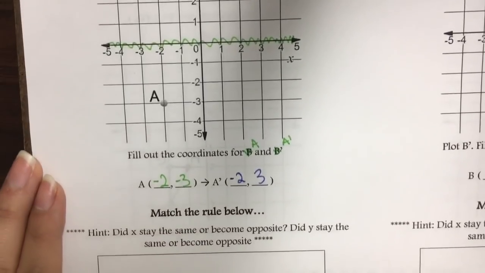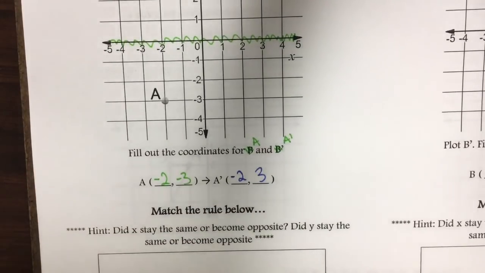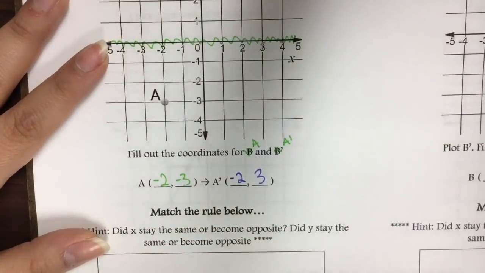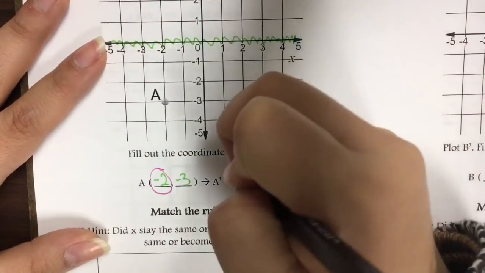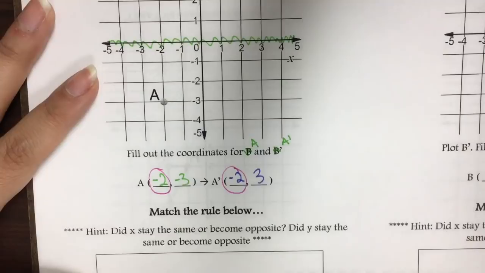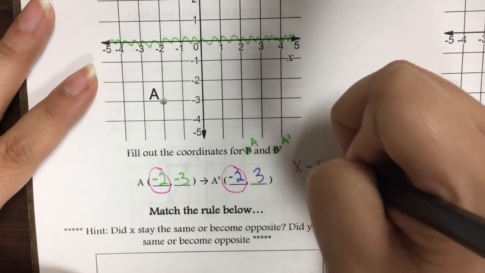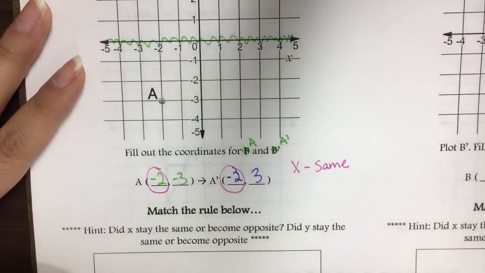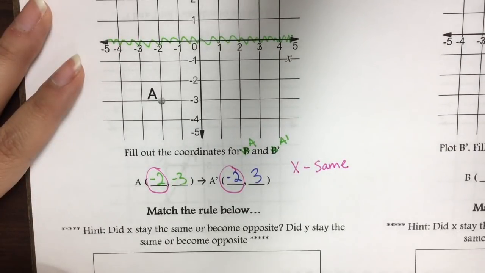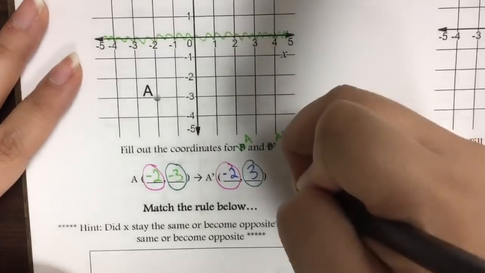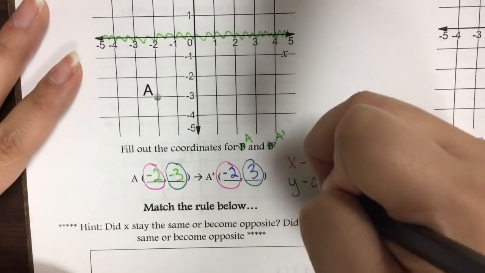So then we're going to look at the x's and look at the y's. So let's go ahead and look at the x's. It was -2 and it's still -2. So x did not change. So x is the same. And then let's go ahead and look at the y's. So here we have -3 and 3. So y, however, became the opposite.